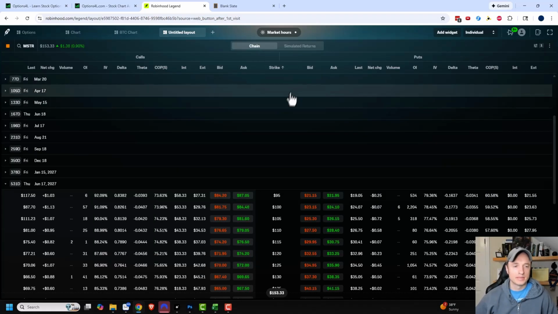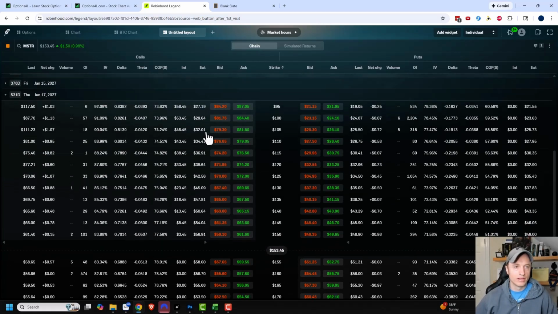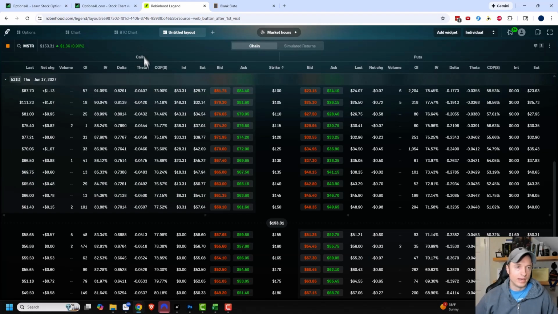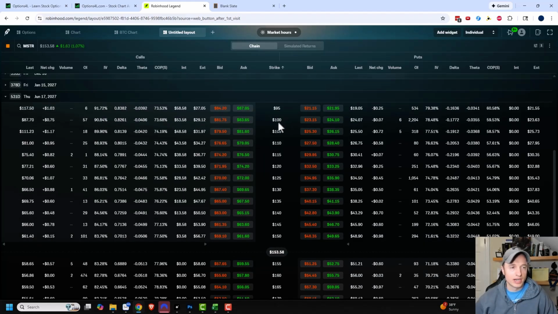And I want to look at the options way out here. All right, so we're on the call side. I'm opening a call option and I want to be deep in the money, so I'm going to be looking at around 80 or so delta. I'm looking at this $100 strike price right here, and the delta is 0.826.